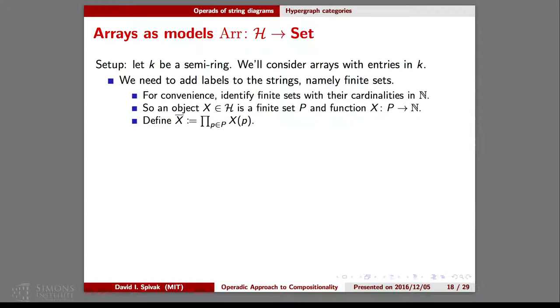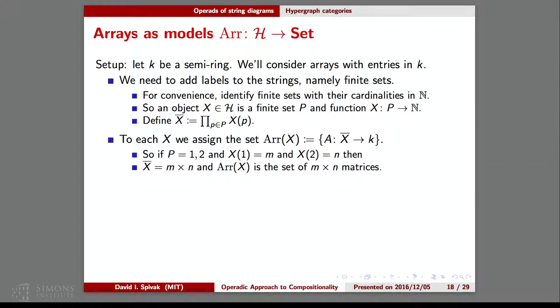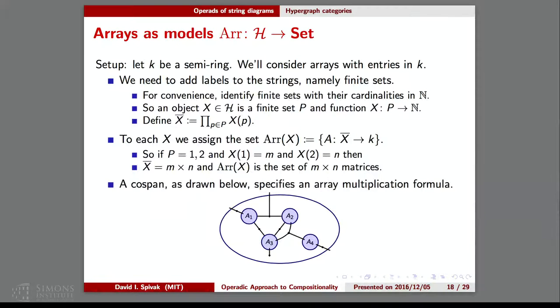Suppose you had two ports, and on port one you had the number m, and on port two you had the number n, so you have a circle with two lines coming off it, labeled m and n. Then by x bar I just mean m times n, and an array x is a function from m times n to your semi-ring K. So it just fills in every entry with a value. And then for any cospan like this, there's an array multiplication formula. Given an array here, an array here, an array here, an array here, you can multiply them in some obvious way and get an array for the outside thing.